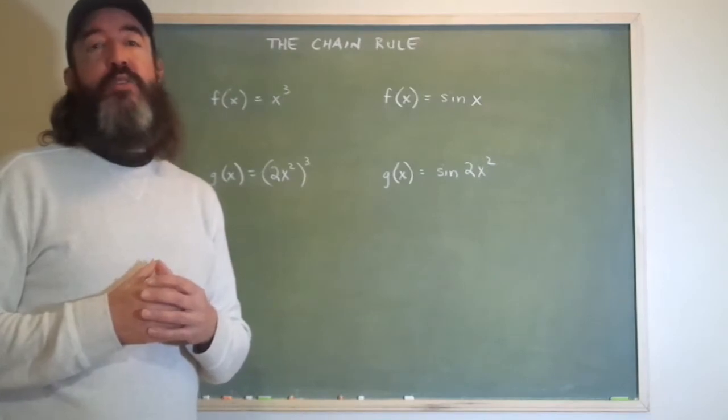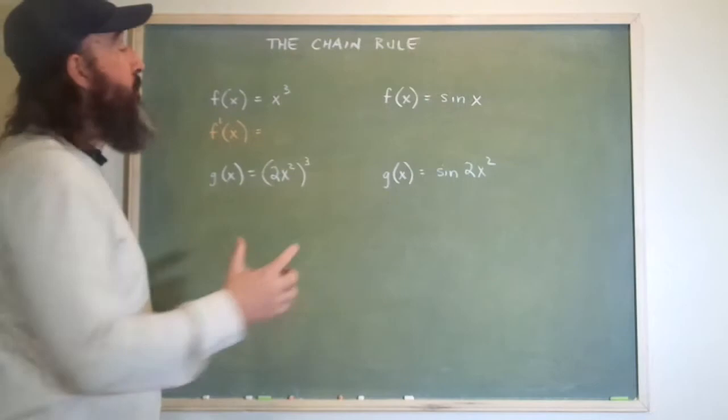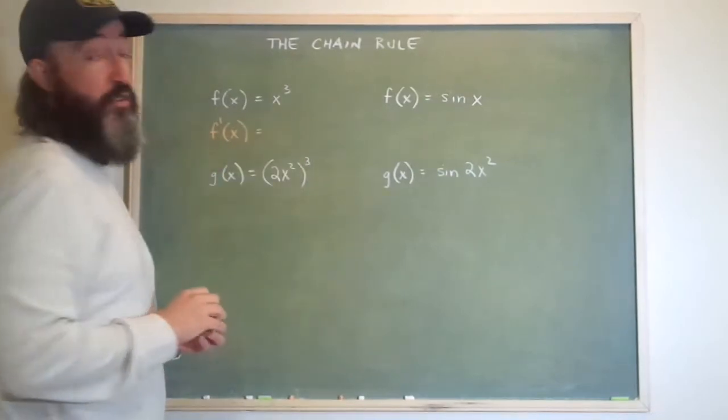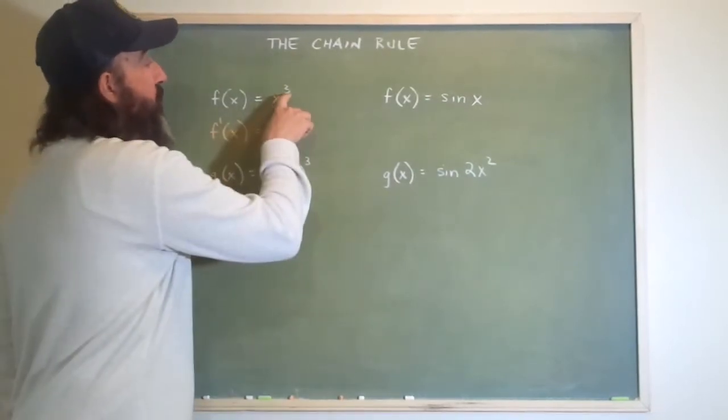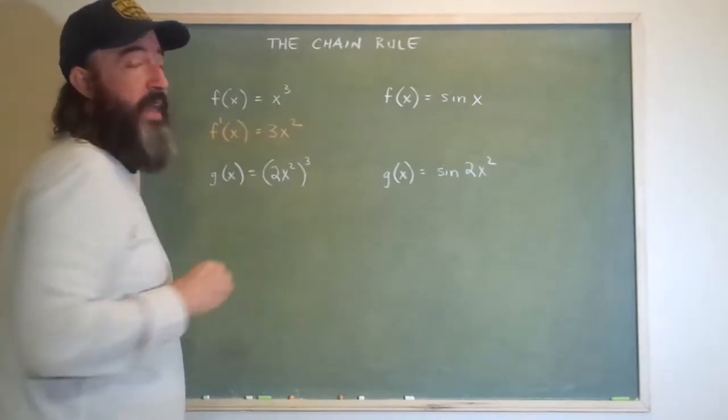Today we're going to make sure we can use the chain rule with trigonometric functions. Of course, we started off by learning the power rule, where to get the derivative of x to the third, you simply move the power 3 into the front and then subtract 1 from that exponent.